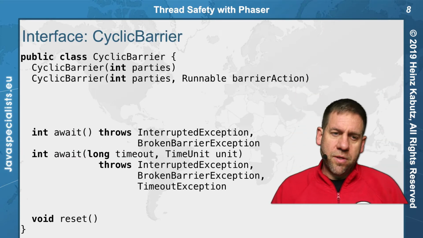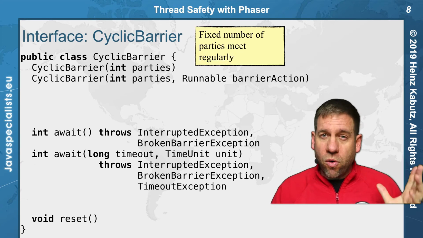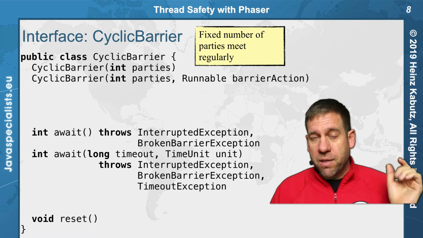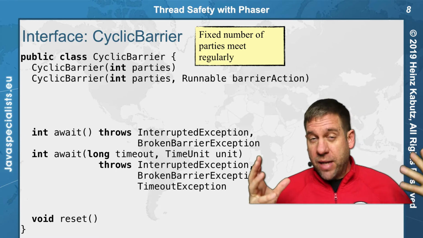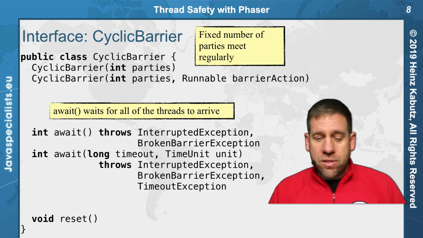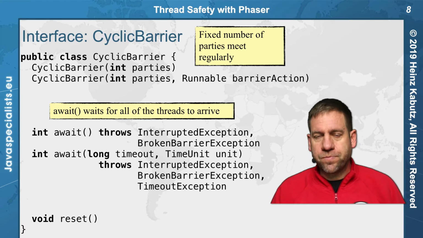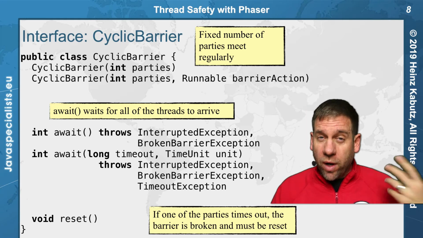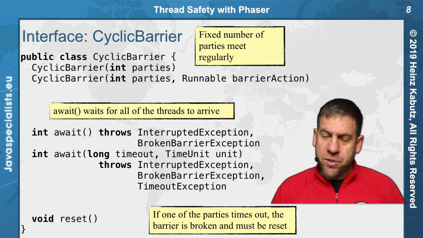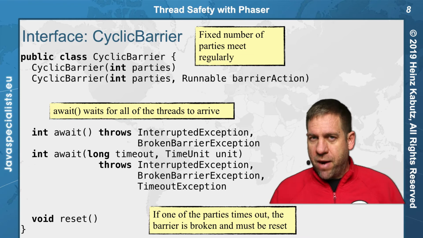Here's the interface. You've got constructors taking either just the parties or also a runnable, which can be an action that must be done when everybody has arrived. It's a bit like your daily Scrum meeting. Await waits for the threads to arrive, but they must all arrive, and you can't change the number of parties at runtime, so that won't work. And if one of the threads causes a timeout exception, then you break the barrier, and after that you need to reset the barrier. Otherwise, any future threads will get a BrokenBarrierException.